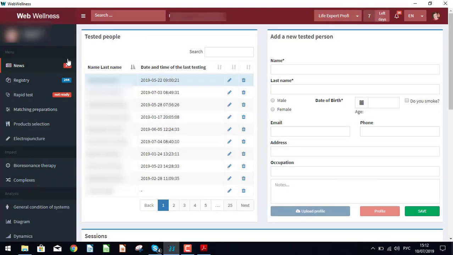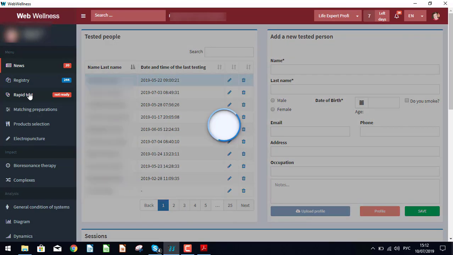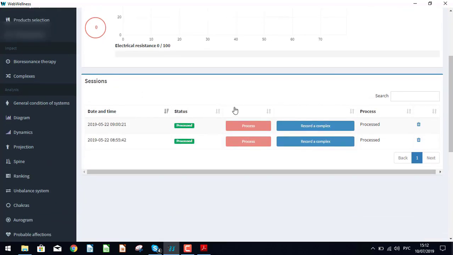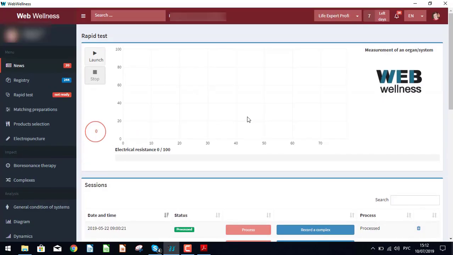Okay, so we open our WebWellness application. We go to registry and choose a patient. Then we go to rapid test in order to launch a test. We click on launch when we are connected to all the electrodes. When the test is done, we click on process to process the test.